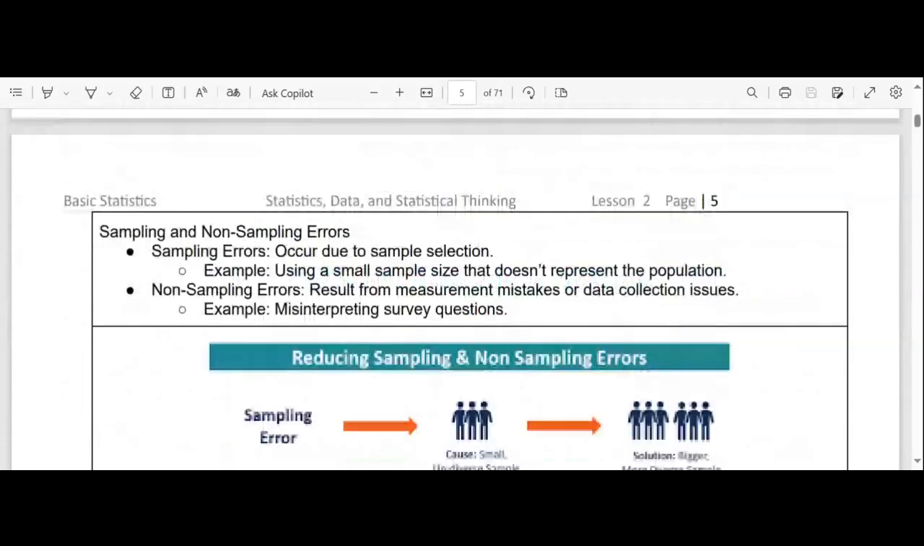So sampling error, what does it mean? It means it occurred due to sample selection. For example, using a small sample size that does not represent the population. So just like you did in here, instead of we have like 5,000 students, you only use 10 students to make the sampling, 10 only out of 5,000. Is that enough? That's not enough.